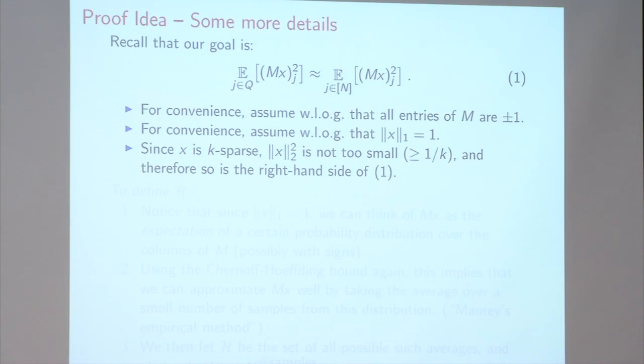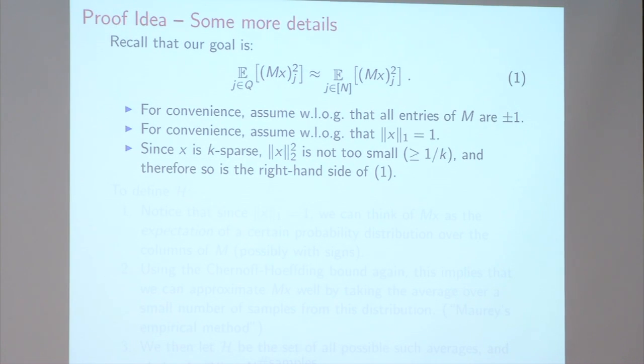And that's actually all I need to know about x. I don't care about x being sparse. This is how the problem was formulated originally, but actually I don't care that x is k-sparse. All I care about is that the 2 norm squared of x is not too small. It's at least 1 over k. We'll use it in a minute. So that's the setup. That's all we want to show.